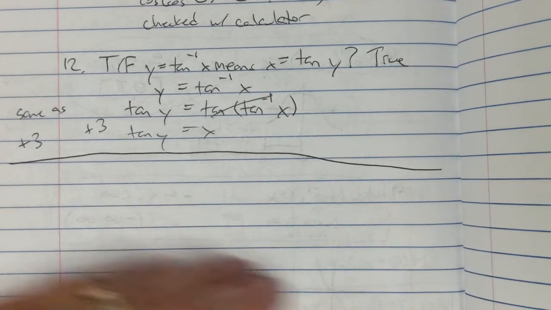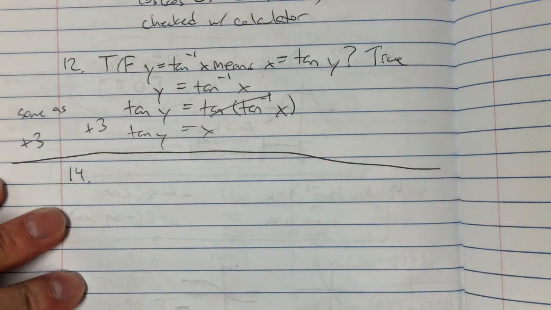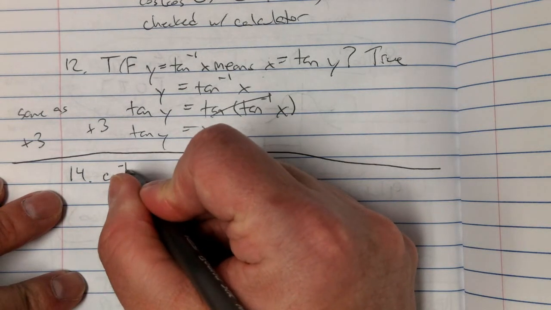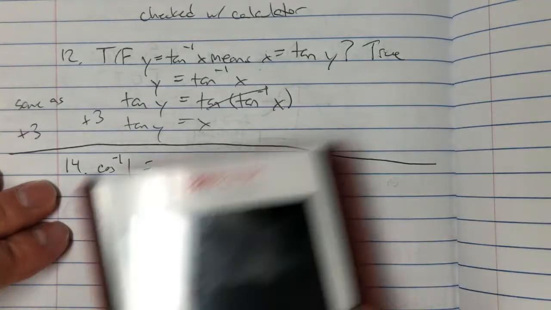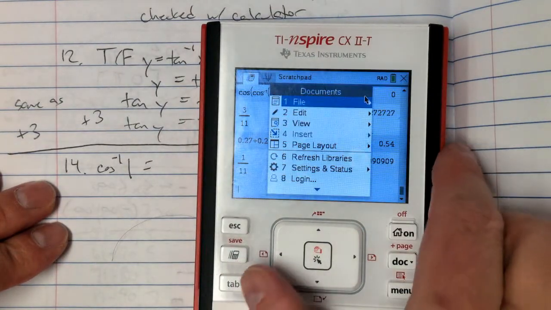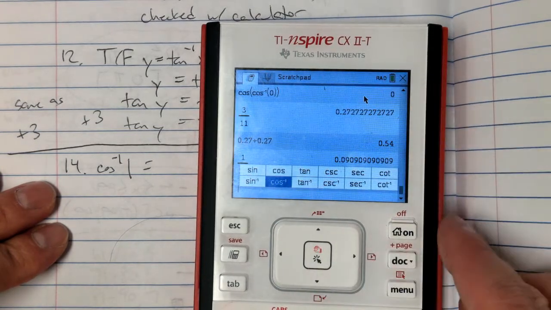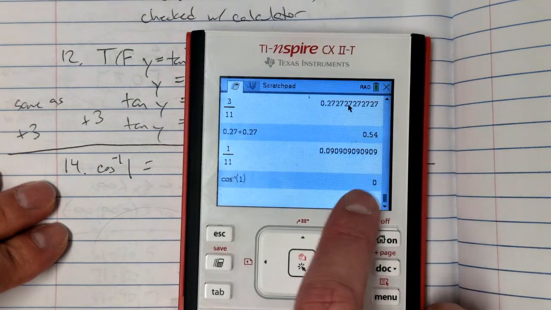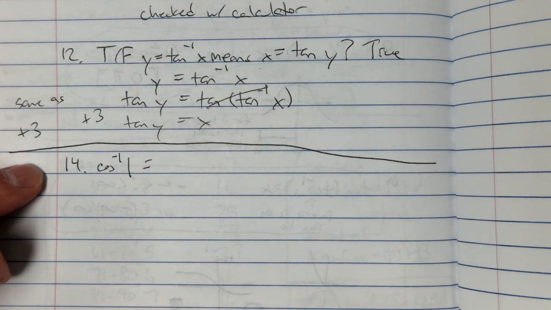Okay, so now we're on number 14. On this one, the question is, what is cosine inverse of 1? So cosine inverse of 1 is 0. Sometimes you luck out and get an exact answer like that. Sometimes you might have to get it in terms of pi.